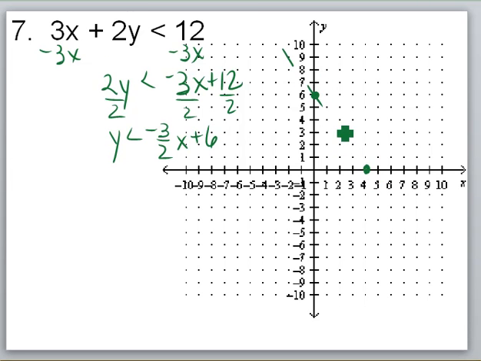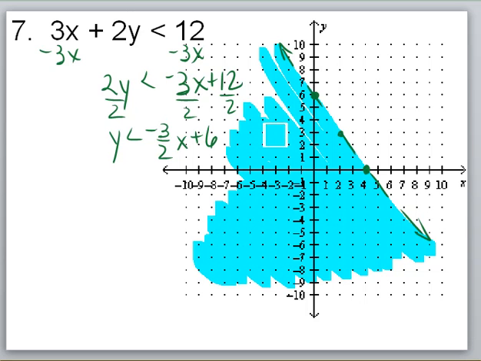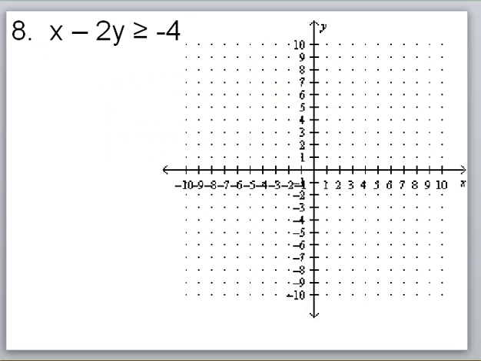I use a dotted line, and then this says shade below the graph, because it's less than, so I'll shade below the graph, and that would be the solution of this linear inequality, anything that's below that line.